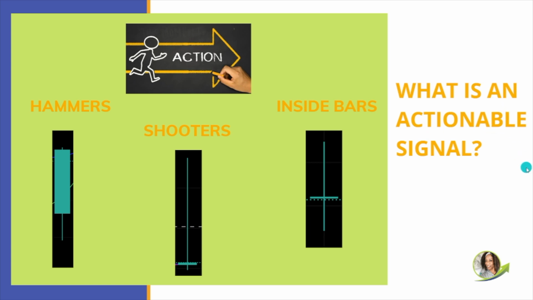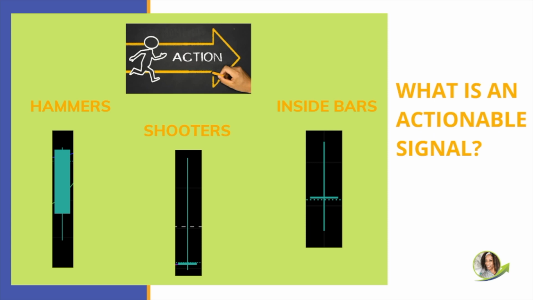So what is an actionable signal? An actionable signal is what we use to take action on our Strat combos, which we'll get into shortly. First is a hammer. Now, what is a hammer?